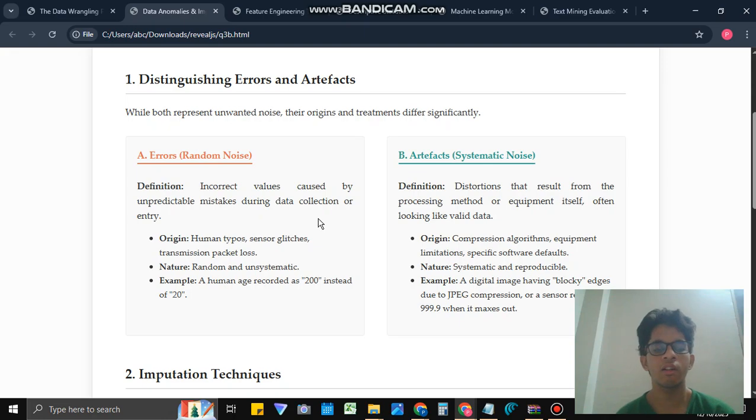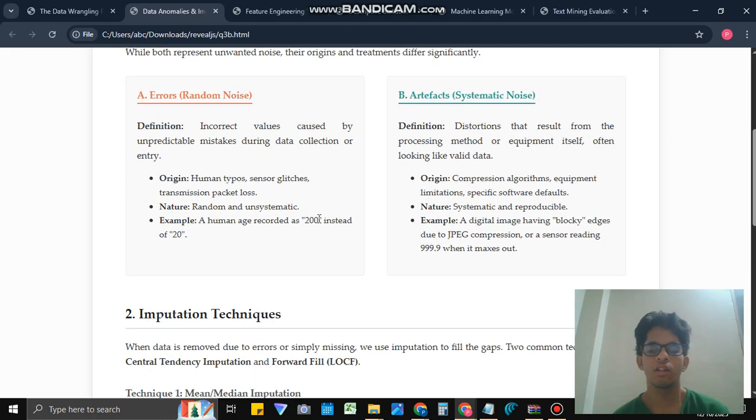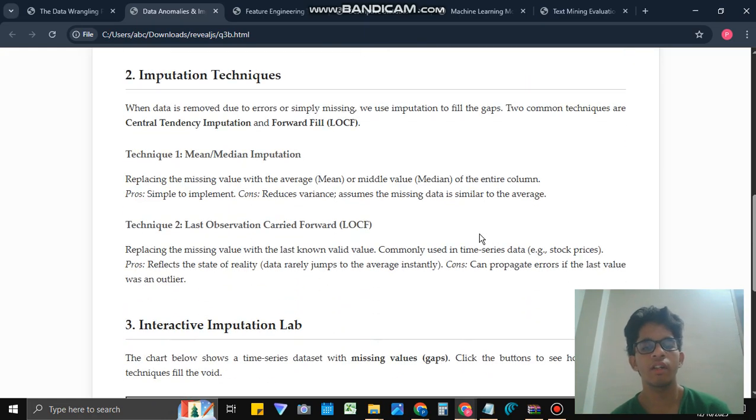The nature of errors can be random and unsystematic, whereas artifacts are systematic and reproducible. So we can control the artifacts in the data science field. For example, an error is a human age record as 200 instead of 20. An artifact is a digital image having blocky edges due to compression. Then we have the next part, which is about imputation techniques.